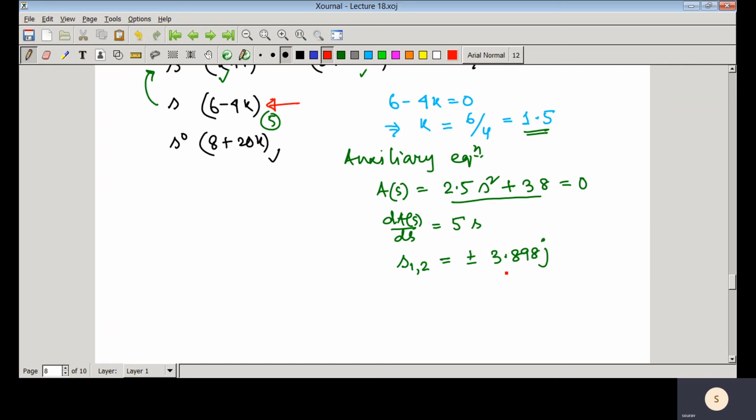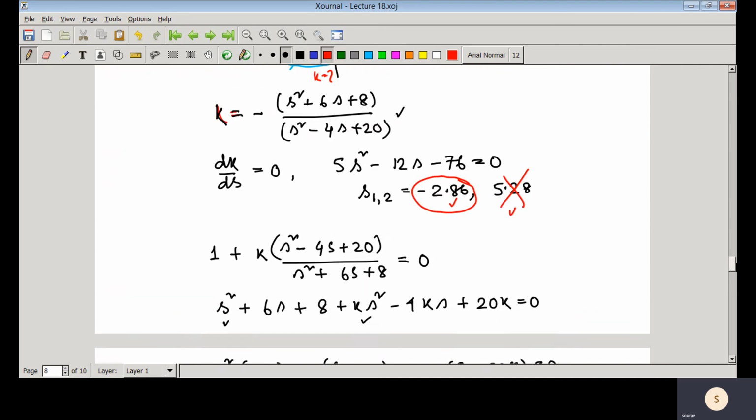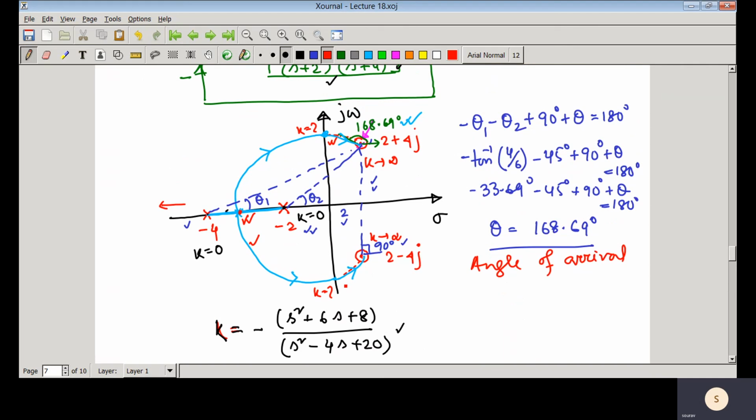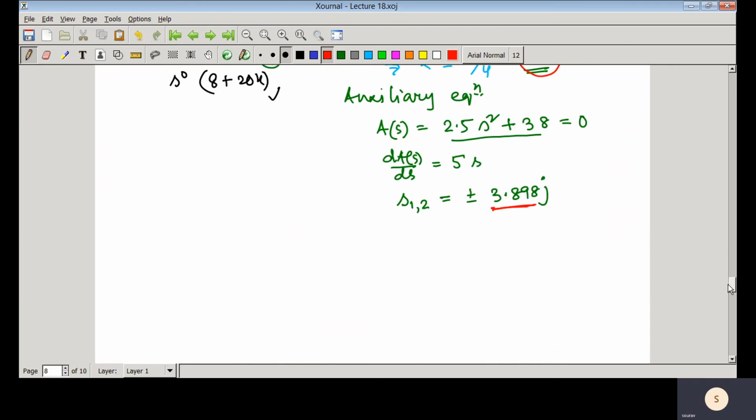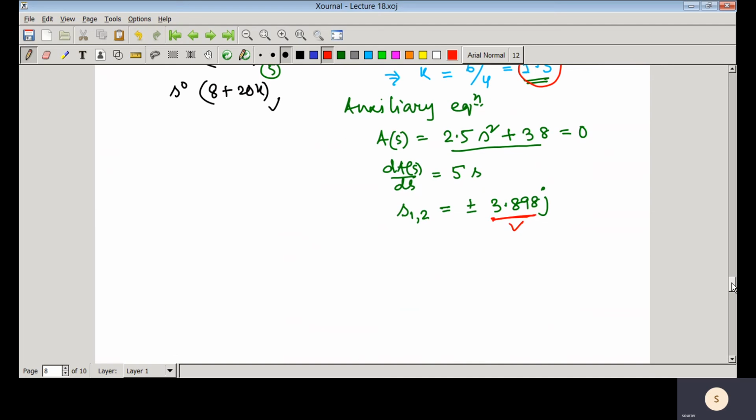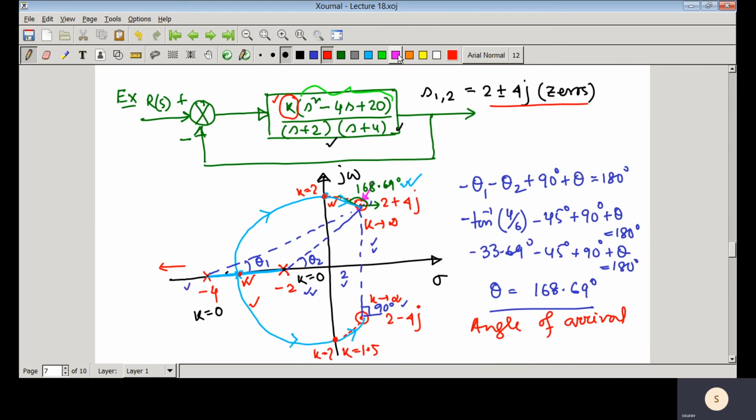So this is that value, this is the point 3.898j, and this is the value of k. So if you go back to the root locus, the value we get is 1.5, and these particular points are actually 3.898j. So this point is 3.898j, and this is minus 3.898j, this particular point. So this is your complete root locus.